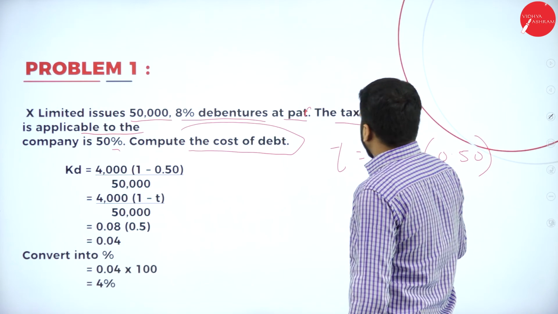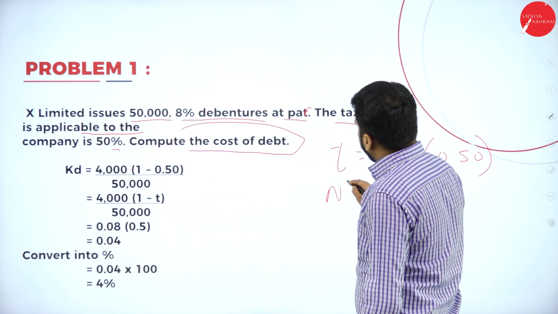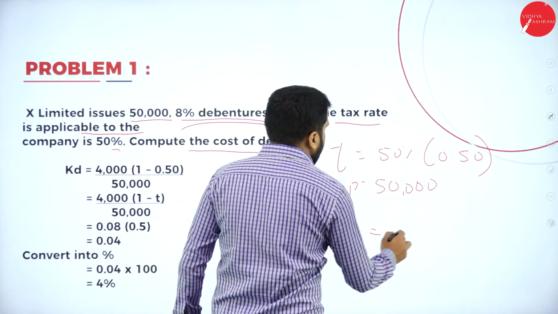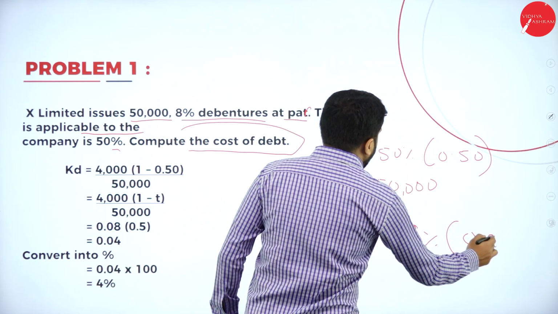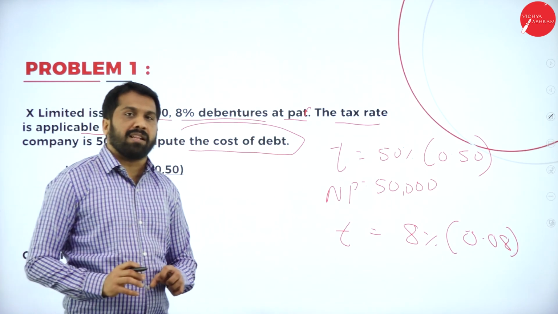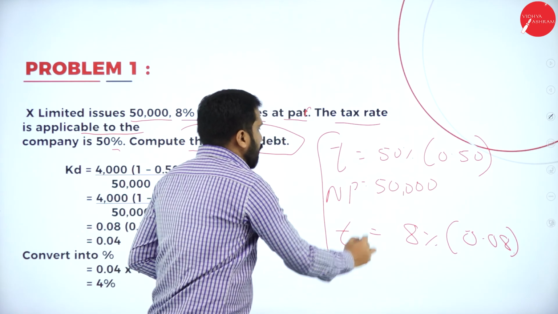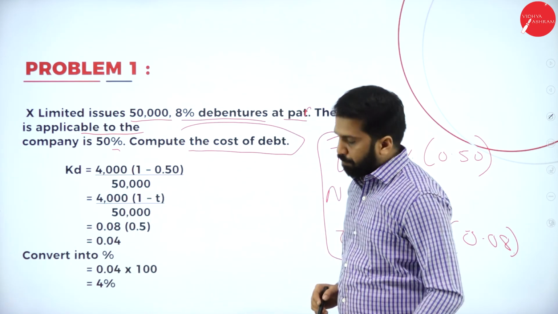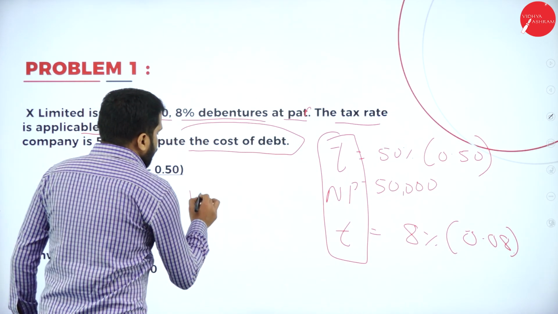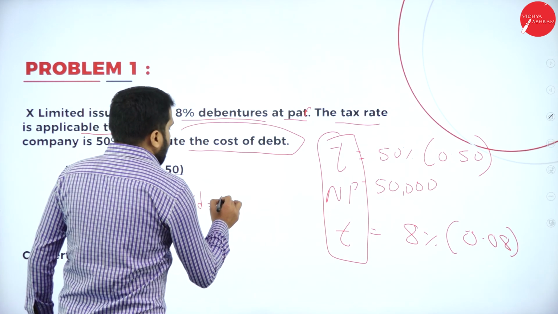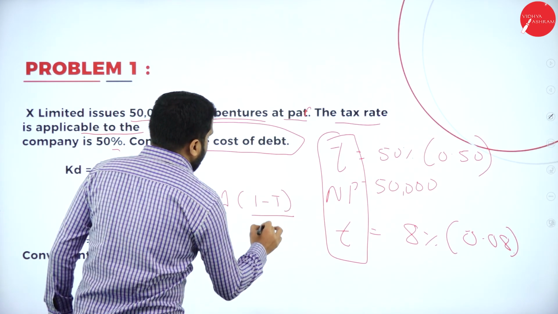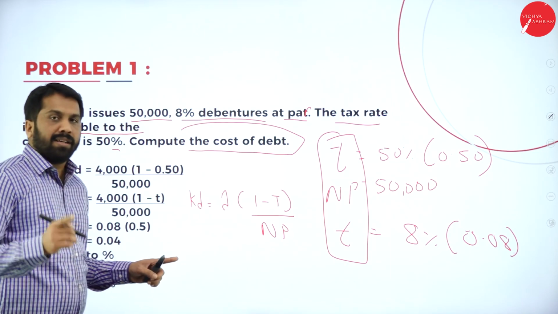Next, what is the issue price? It is 50,000. This is nothing but your net proceeds. What is the rate of interest? 8%. Your I stands for 8% or 0.08. So this information is available. With the help of this information, we'll solve this first problem. Now, as per this, what is the formula? You know that cost of debt is equal to I (1 minus tax) whole divided by net proceeds. You know this formula, we just discussed it.